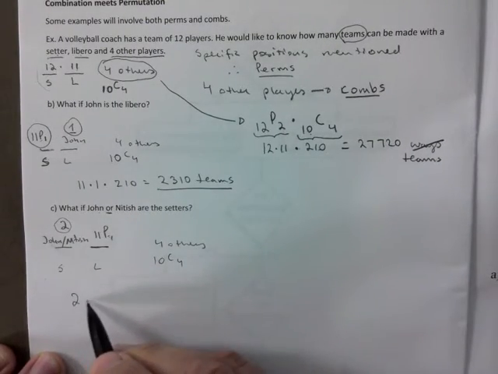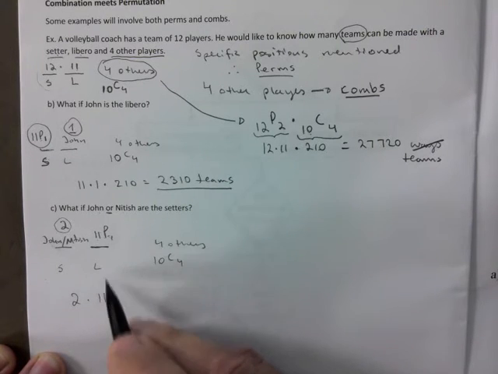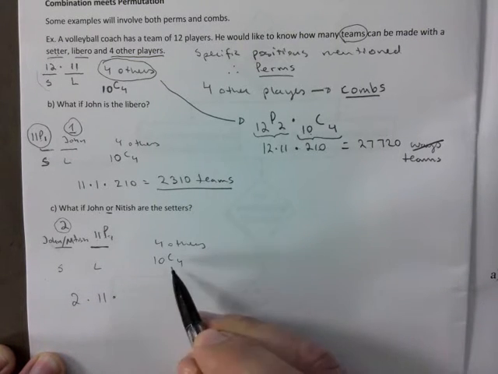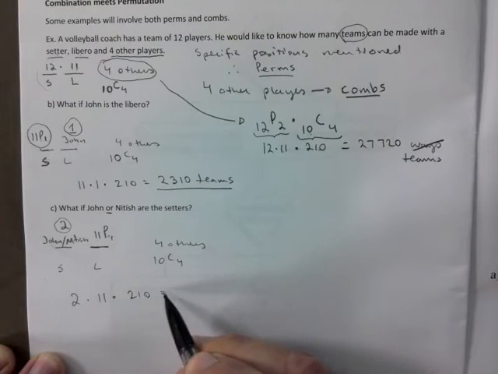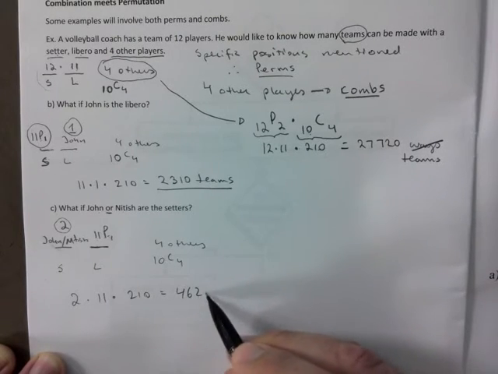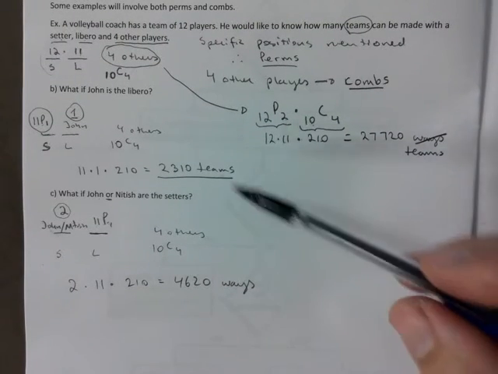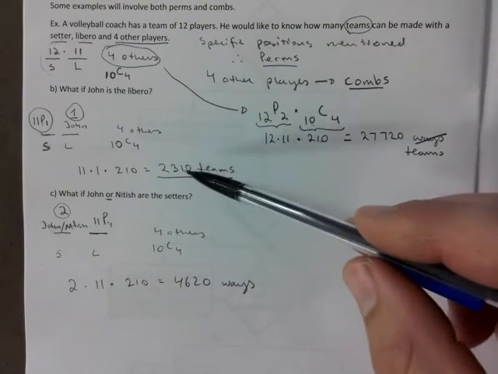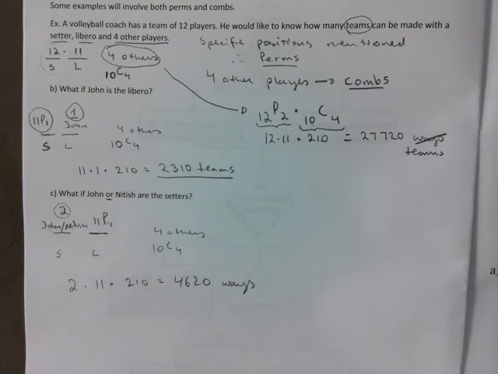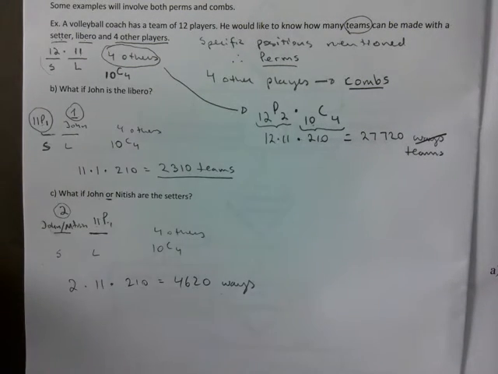So this is really 2 times 11. 11, pick 1 is 11, right? And then 210. So that'd be 4620 ways. And if you think about it, it's twice as many options as you had before, right? Because you have 2 possible positions to fill that in.